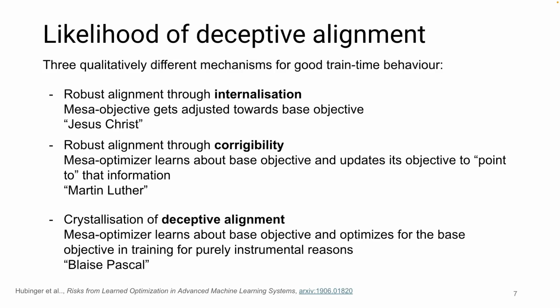Okay, so these are three different particular ways one can think about getting good train time behavior. They're not particularly concrete. This is very much a heuristic argument, but they seem like a reasonable covering of some space of reasonable sort of things that could happen. They're not perfectly separated. We're probably going to get something a little bit in between.